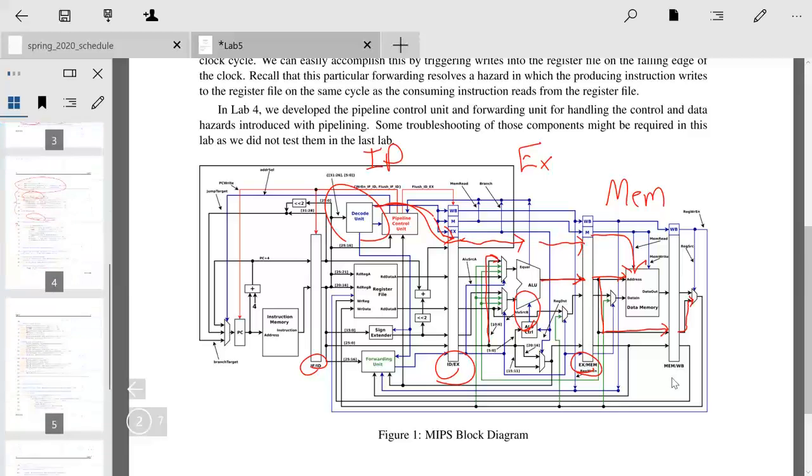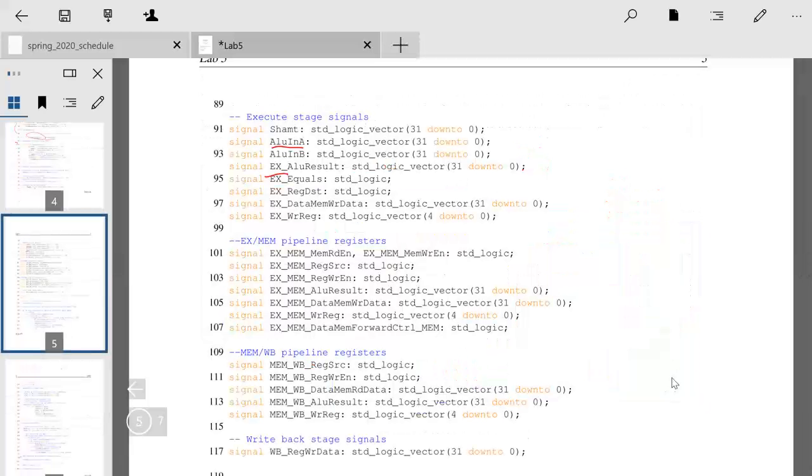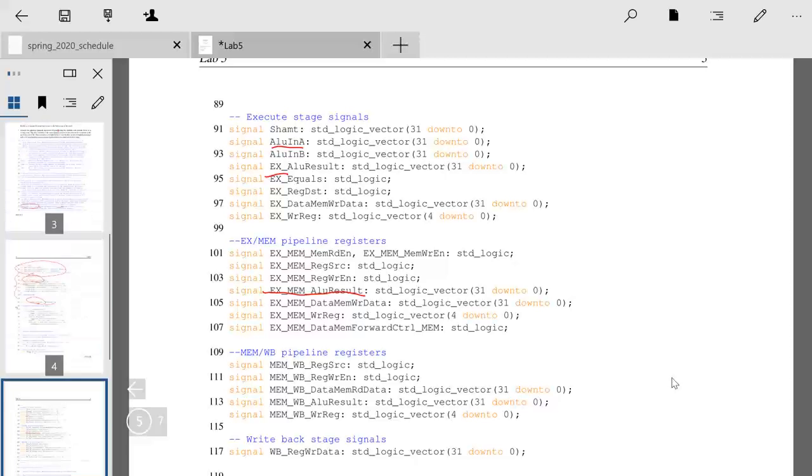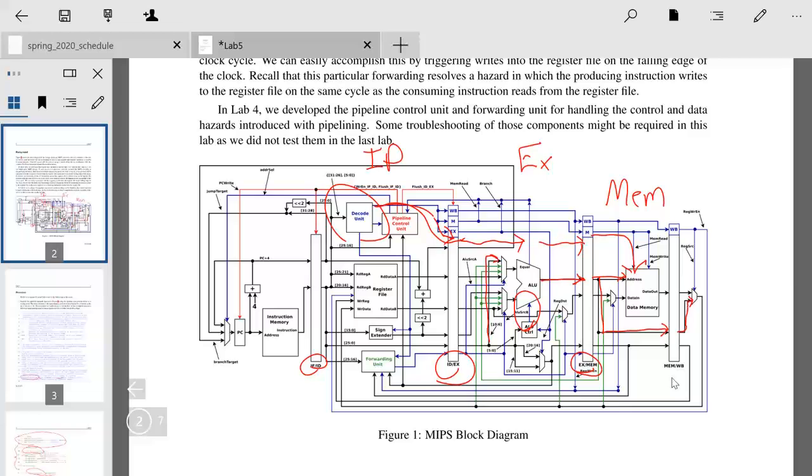Okay. So let's go look at our signal declarations. Notice I have the signals divided up into pipeline stages. That just makes things a lot easier. Organization is key here. All right, here we go. This is the ALU result in the mem stage. It's given the prefix EXMEM, which indicates that it's coming from the EXMEM register, which we see here. So that's this signal here.